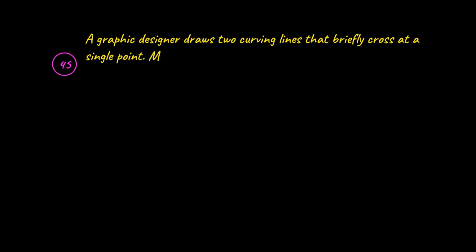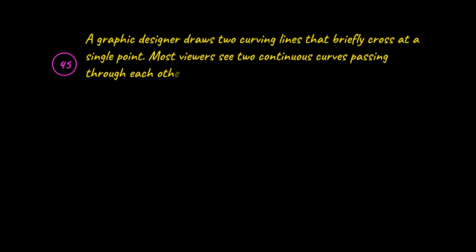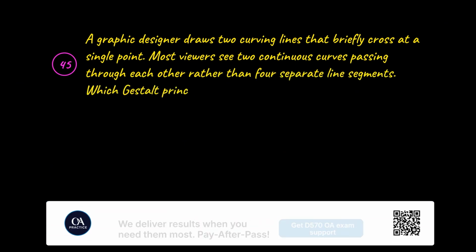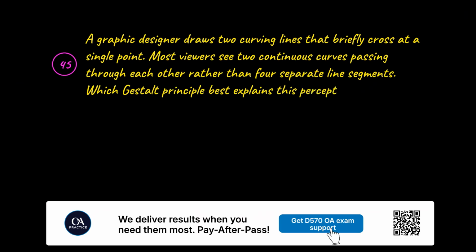Question 45. A graphic designer draws 2 curving lines that briefly cross at a single point. Most viewers see 2 continuous curves passing through each other, rather than 4 separate line segments. Which Gestalt principle best explains this perception?